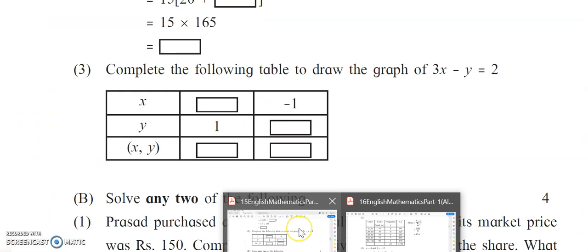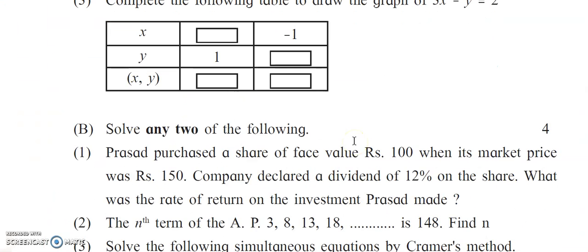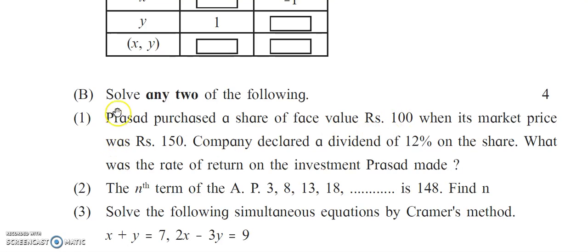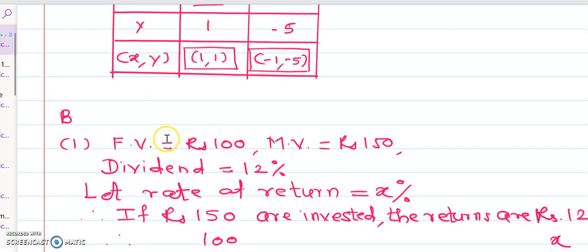Next, solve any two of the following. Prasad purchased a share of face value rupees 100 when its market price was rupees 150. The company declared a dividend of 12% on the share. What is the rate of return on the investment Prasad made? Here face value is rupees 100, market value rupees 150, dividend is equal to 12%.